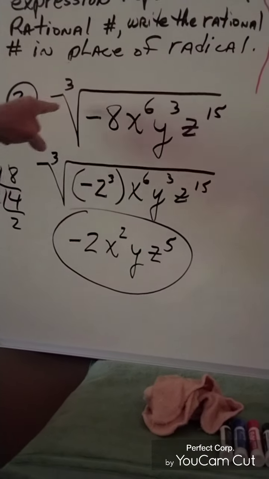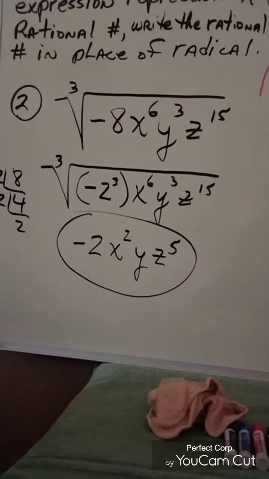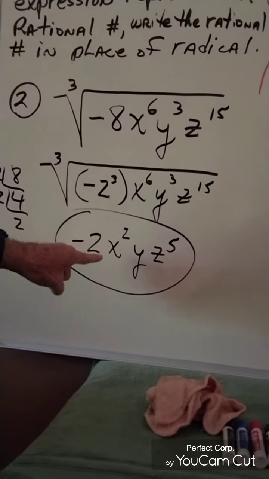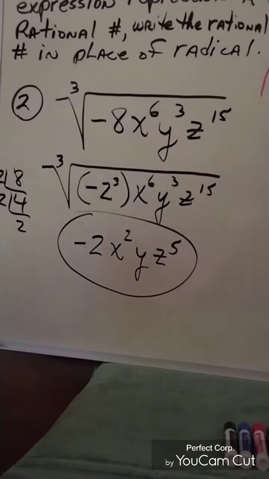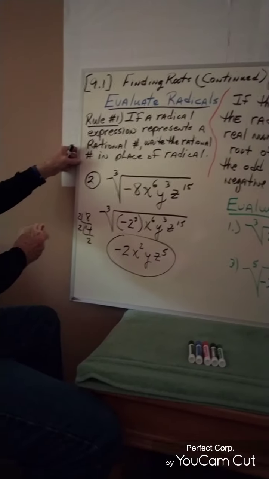So this radical expression represented a rational number. We write the rational number in place of the radical. Let's go to number 3.